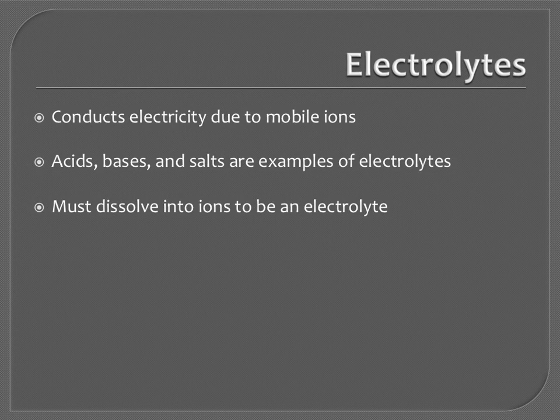Because the charges don't necessarily have to be negative for electricity to run through. As long as there are charges, positive and negative, electricity will flow. So here I'm just going to list some examples of electrolytes, acids, bases, and salts to show you how they can dissolve into ions and what makes them an electrolyte.